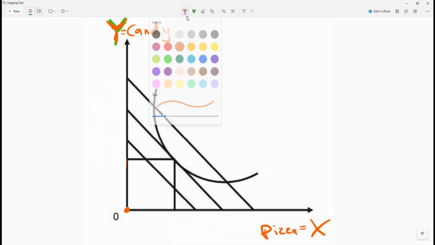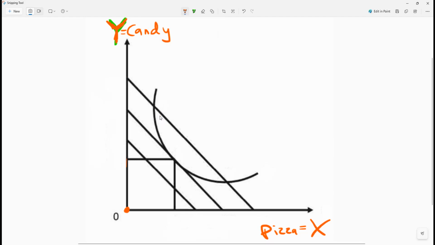The formula is whatever the income is over the price of, in this case, candy. So if the income is $100 and the candy is $10 per bag, they could afford 10 of them. And down here, it's the same thing: the income over the price of pizza. So that's one budget line, or budget constraint, you might call it.